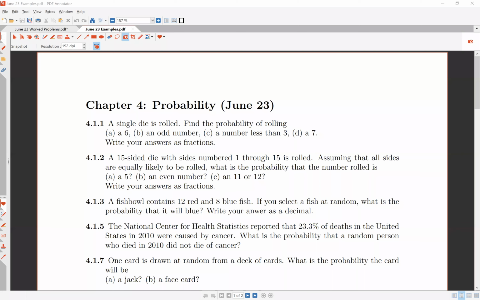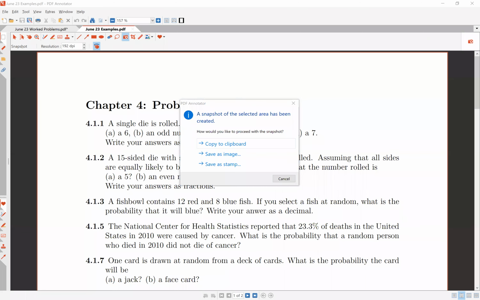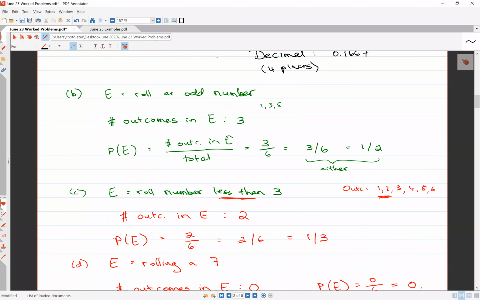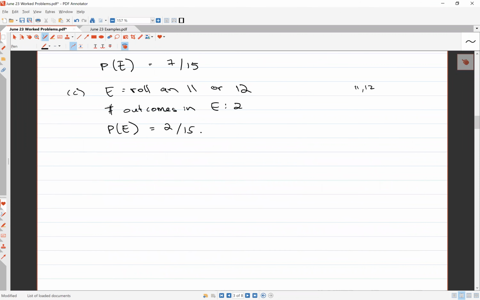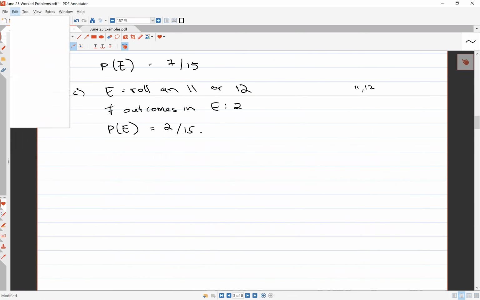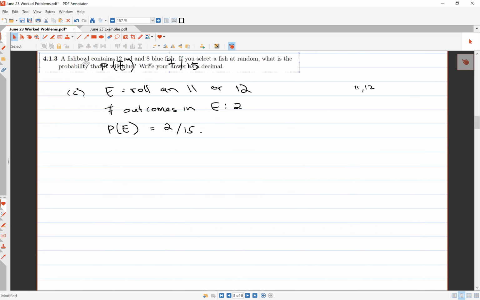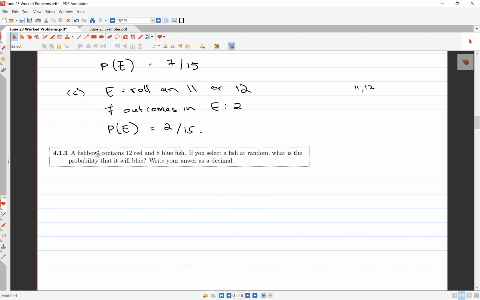So let's look at our next example. Here we're looking at just a small aquarium with fish in it, a fish bowl. It has 12 red and 8 blue fish. And you're going to close your eyes and get your little fish net and scoop one of the fish out. If you select that fish at random, we want to know what's the probability that it will be blue.